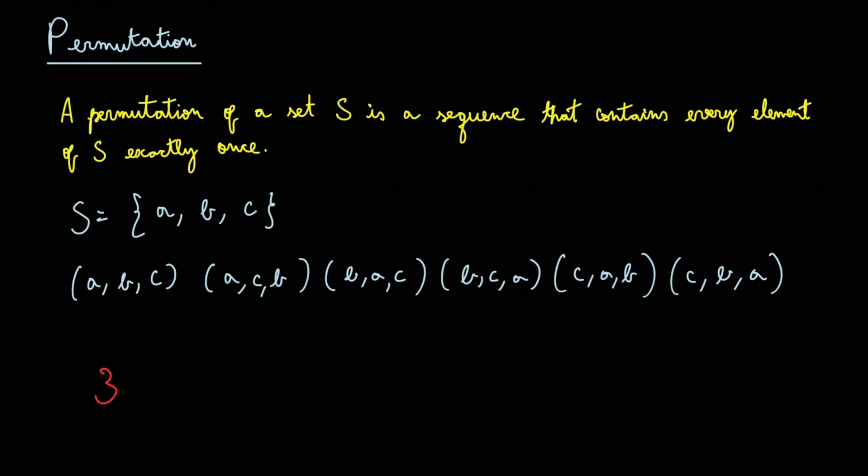So we have 3 choices. Now, since we've chosen the first one already, for the second element we have 2 choices, and for the third one we have 1 choice. So there are 6 possible permutations for the set S with 3 elements. And indeed, if we count here, we have 1, 2, 3, 4, 5, 6 permutations.